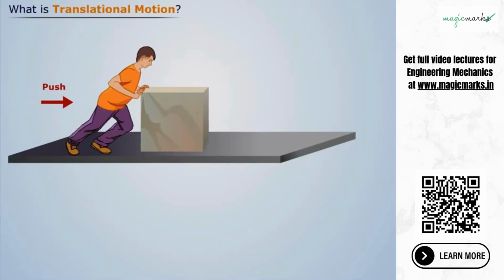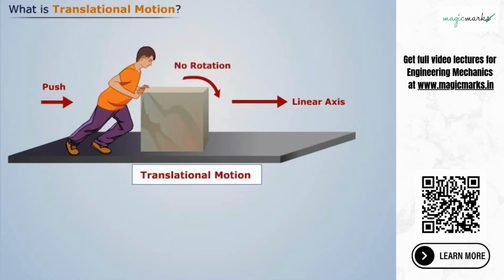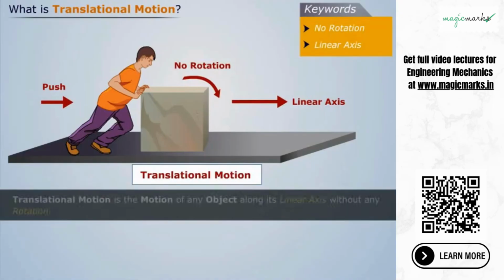it moves along its linear axis without rotating. Such movement, which changes the position of the block without any rotation, is known as the translational motion. Thus, we can say that the translational motion is the motion of any object along its linear axis without any rotation.